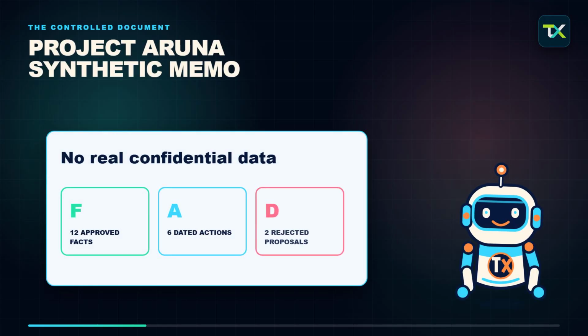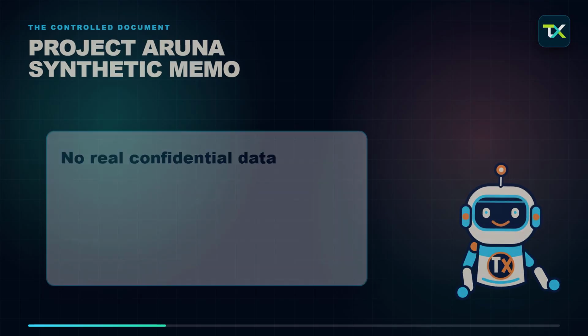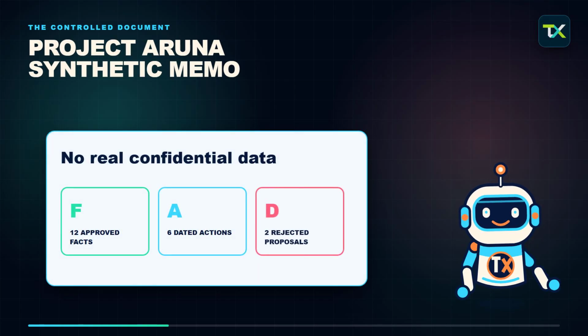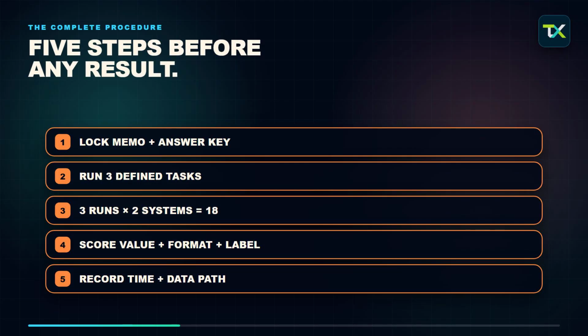We created a synthetic business memo called Project Aruna. Synthetic means it was made for this experiment and contained no real confidential data. The memo had 12 approved facts labeled F, with 6 dated actions labeled A, and 2 rejected proposals labeled D. Those labels matter. They let us check whether an artificial intelligence merely produced a plausible answer or pointed to the exact evidence requested.